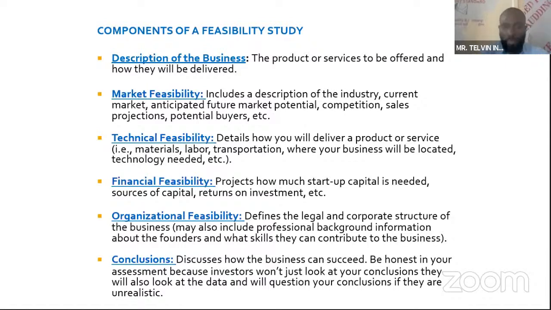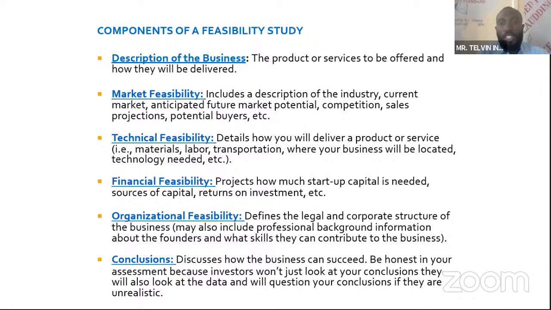Something like, let's say your business is, let me use Ebere. Ebere Limited is an organic cream producing company. You know, that is a description of your business. As simple as that. Let it not be too bulky, so that everybody who picks up your feasibility study can understand what you're about to do.